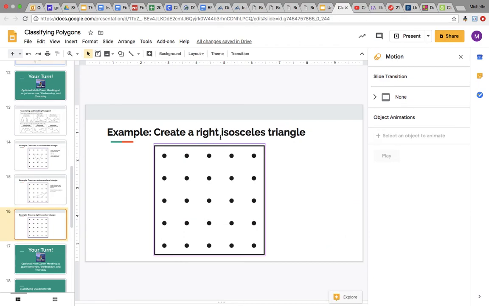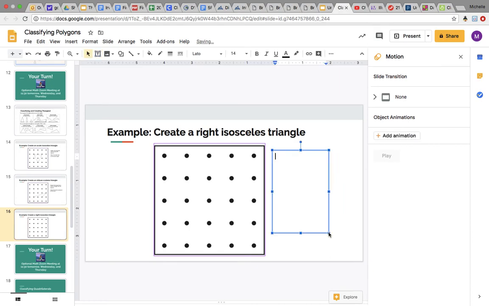All right, we are going to create a right isosceles triangle. So what does that mean for us? Well, a right angle, so our angles, we have to have one right angle, which means one 90-degree angle. And what does that mean for our sides? Well, we're doing an isosceles triangle, so we have to have 2 sides that are the same. All right, let's get going.